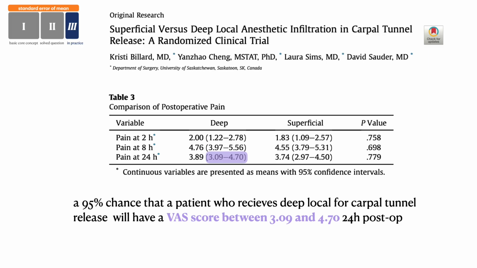They did this RCT in Saskatchewan where they looked at the effects of superficial versus deep local anesthetic in patients who are having a carpal tunnel release, and you can see when they're presenting their scores, the pain scores in 24 hours, you have a 95% confidence interval. What does that mean? That means if I go to a random patient who received deep local anesthetic for carpal tunnel release, there is a 95% chance that this patient's pain will be between 3.09 and 4.7 in 24 hours post-op.